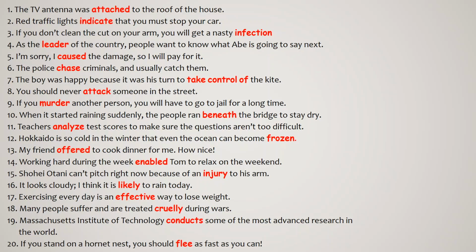The police chase criminals and usually catch them. The boy was happy because it was his turn to take control of the kite. You should never attack someone in the street. If you murder another person, you will have to go to jail for a long time. When it started raining suddenly, the people ran beneath the bridge to stay dry. Teachers analyze test scores to make sure the questions aren't too difficult. Hokkaido is so cold in the winter that even the ocean can become frozen.